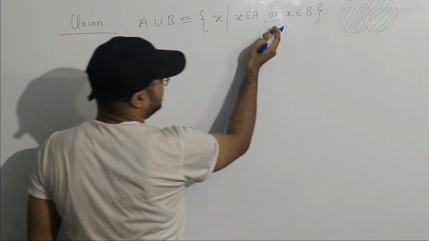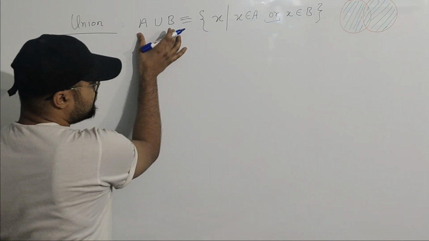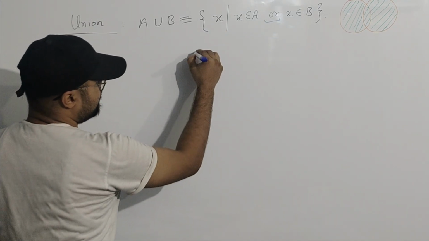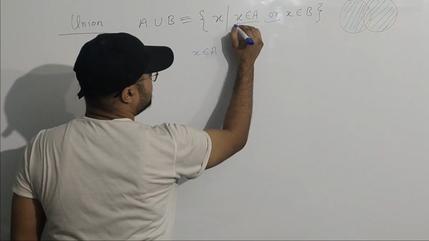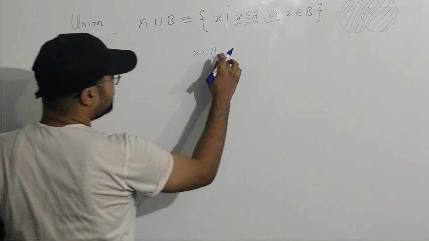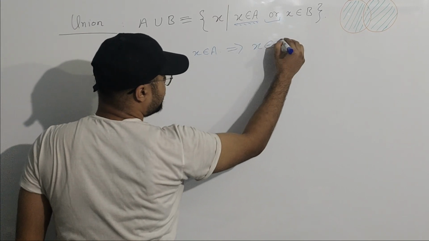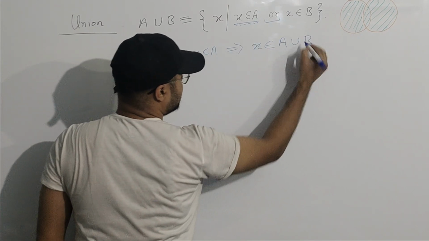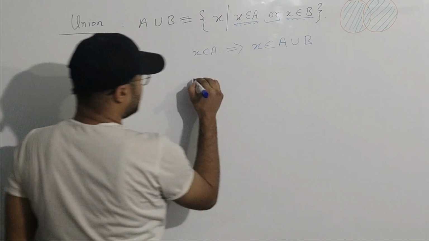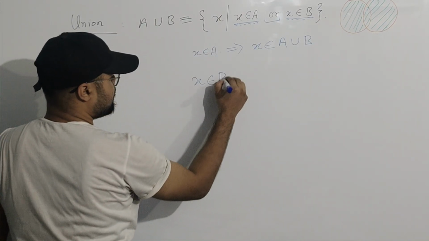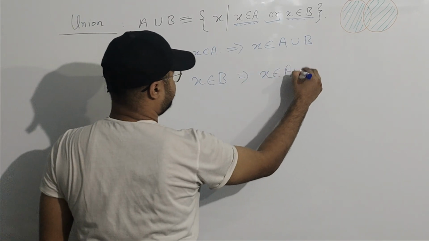So if X belongs to A, then also it belongs to A union B. Means if X belongs to A, then also it belongs to A union B. Or if X belongs to B, then also it belongs to A union B.